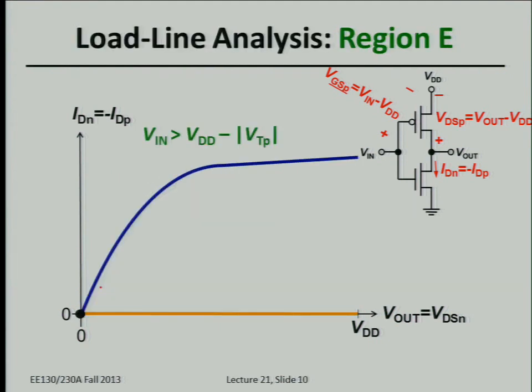And then finally, when the input voltage is greater than VDD minus the VTP magnitude, then the PMOS device is off. So now the PMOS device has to have 0 current. The NMOS device has to operate somewhere along this high current curve, but the only way you can satisfy both requirements for NMOS and PMOS current is where these 2 points intersect. So that's basically at the origin. So the output voltage is 0 if the gate voltage is high enough so that the PMOS device turns off.